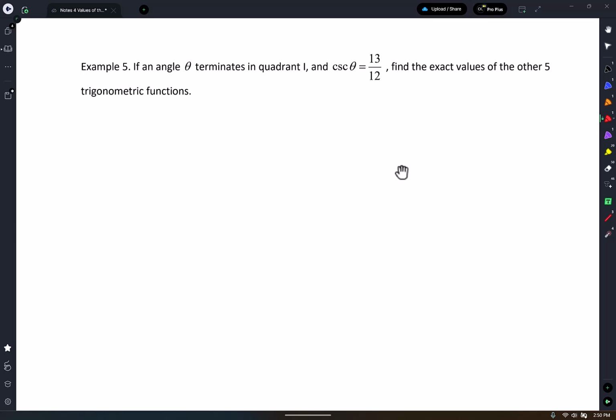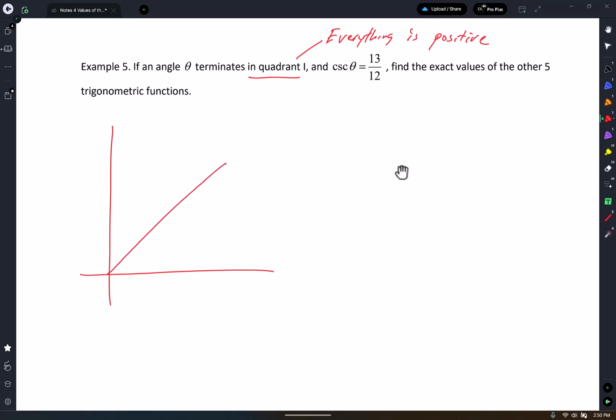All right, so this one says an angle theta terminates in quadrant 1. If it terminates in quadrant 1, everything is positive. Everything is positive in quadrant 1. Find the exact values of the other 5 trigonometric functions. Okay. I'm going to exaggerate quadrant 1. Here's my reference triangle. Not to scale. Here's my theta.